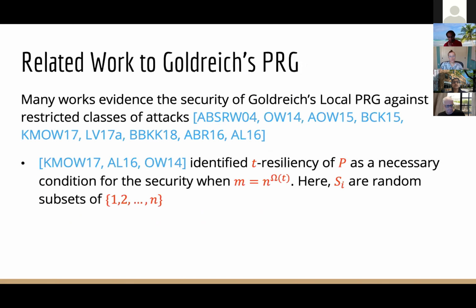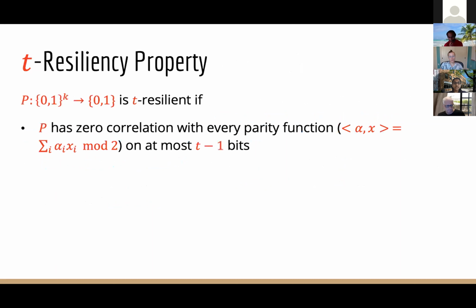I want to mention this line of work that considers the attacks that can be generated using SDPs, and these papers identify t-resiliency of P as a necessary condition for the security when m is n to the order t. Here the S_i are random k-size subsets of 1 to n. Note that the stretch m, that is the output of G, can be at most n to the k, because that is the number of k-size subsets of 1 to n. So this t-resiliency property also shows up in our proof of security against memory-bounded adversaries in the streaming model, and I want to elaborate on this property a bit more.